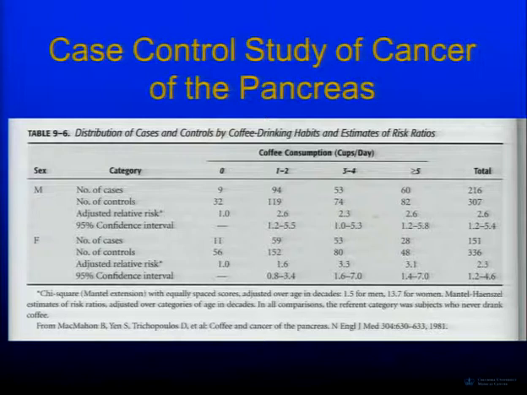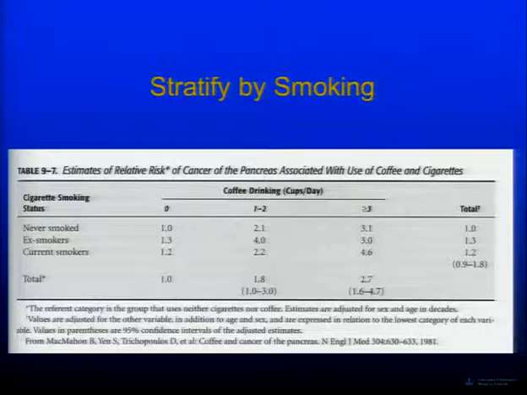This was the effects that you found. So here's your relative risk. They're going up as coffee drinking goes up in the males, and they're going up as coffee drinking goes up in the females. But then we said, okay, well, smoking we know is a risk factor for pancreatic cancer, so now let's control for smoking.